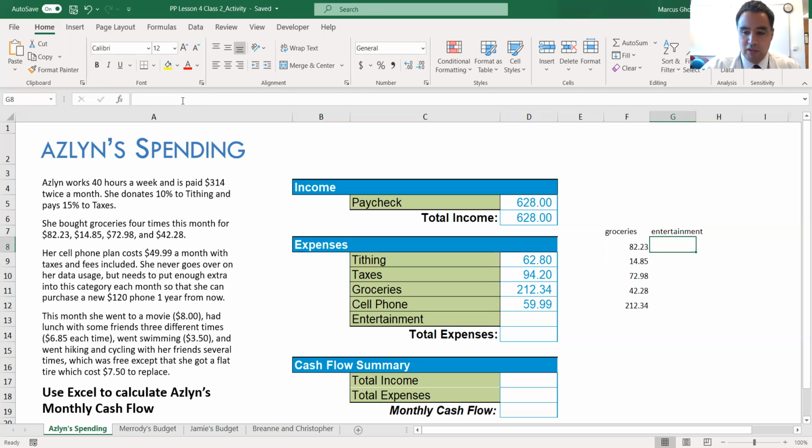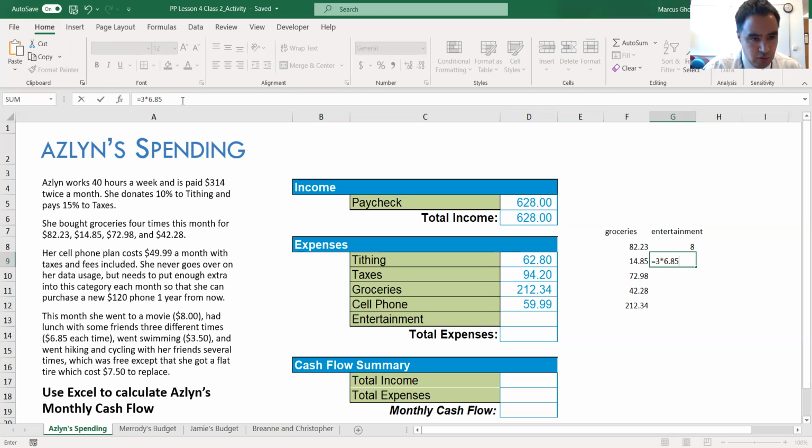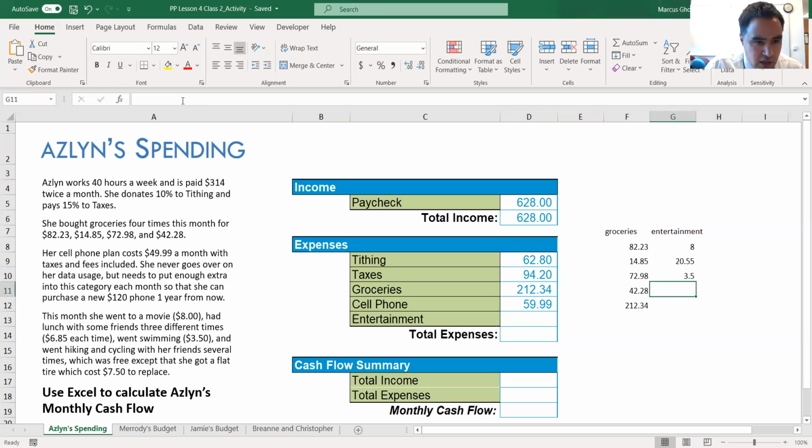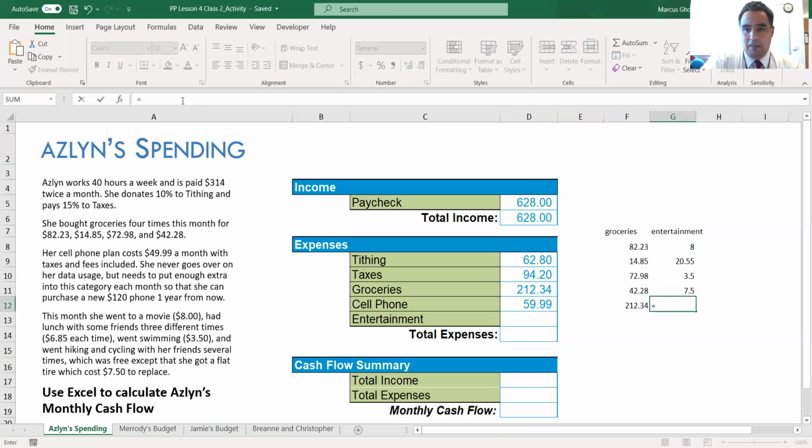So this month she went to a movie. She spent $8. She went to lunch 3 different times. She probably got the same type of food, 6.85, so 3 times 6.85. She went swimming, hiking and cycling. It was free, except she got a flat tire, and that did cost 7.5 to fix her bike.